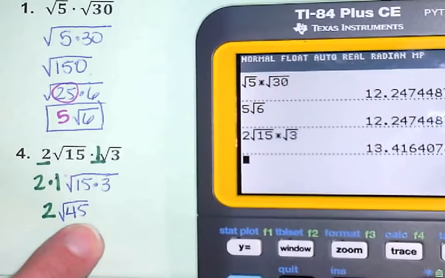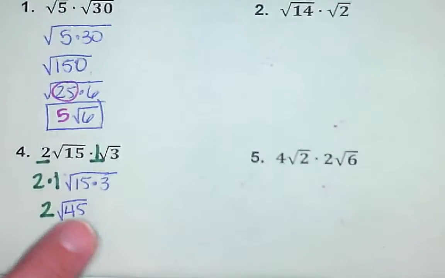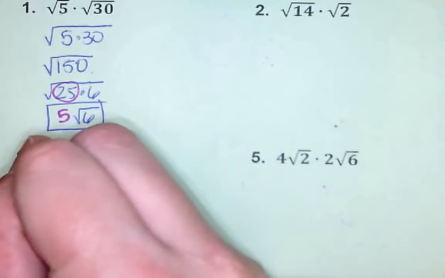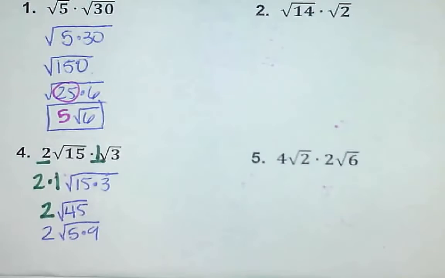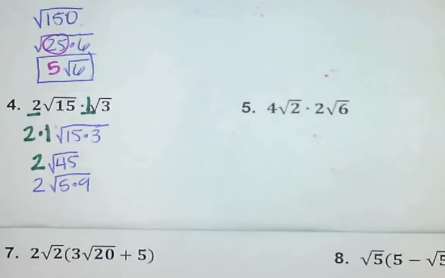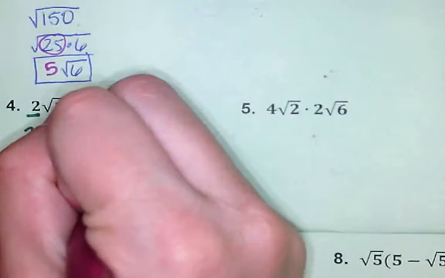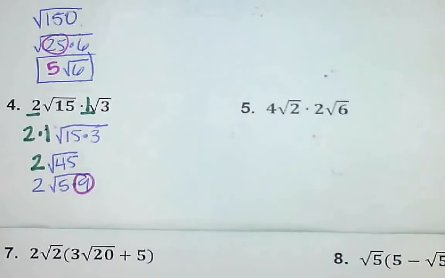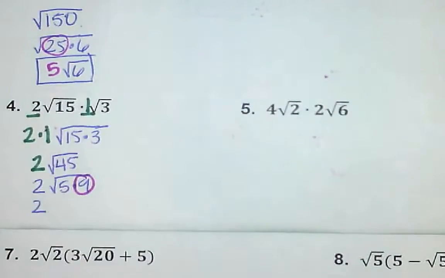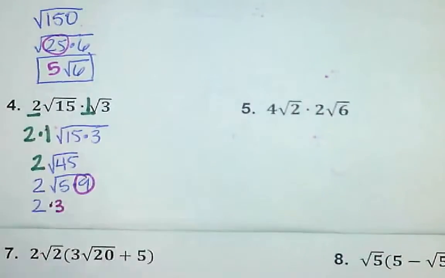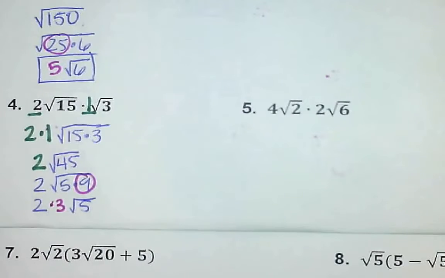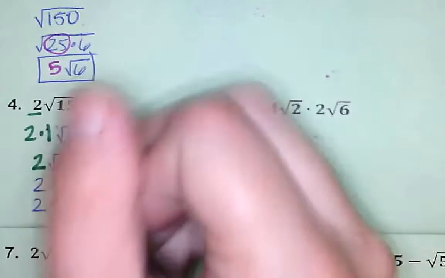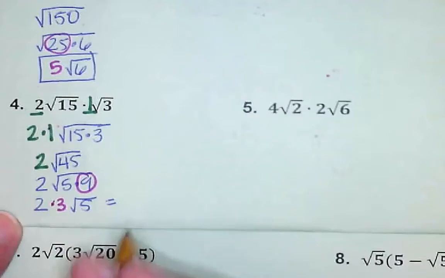5 and 9, yes. So that becomes 2 times the square root of 5 times 9. I usually write my 9 first, but it's not a big deal. So I'm going to take the square root of that 9. And what is the square root of 9, y'all? So that becomes 2 times 3. And then our little square root of 5 got left, our 5 got left inside that radical. So guys, what is 2 times 3? So that is 6 square root of 5. Because 2 times 3 is 6.